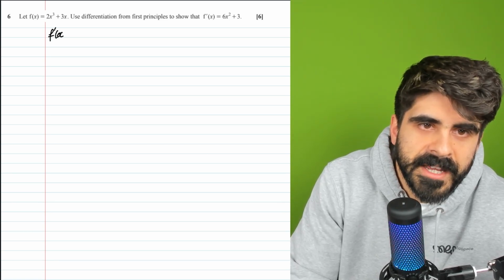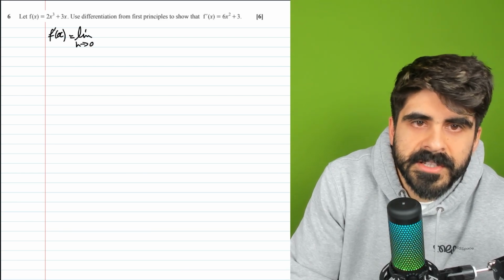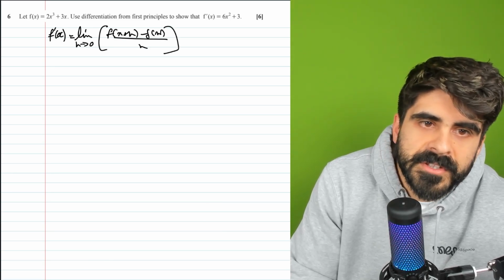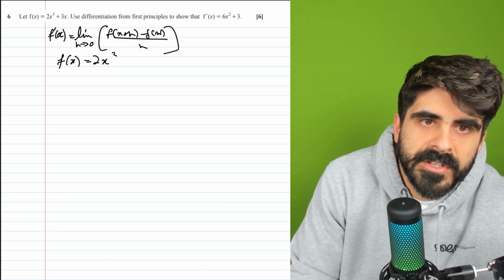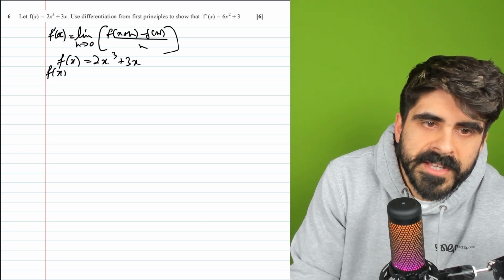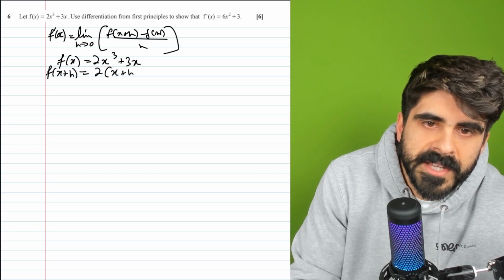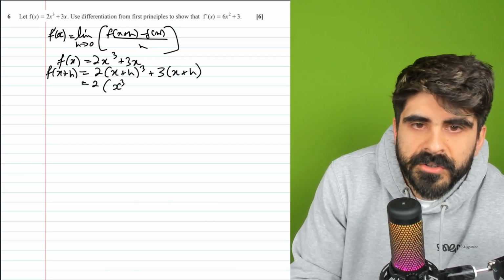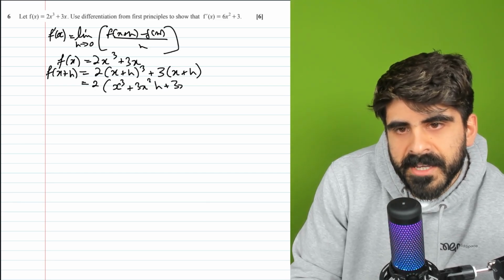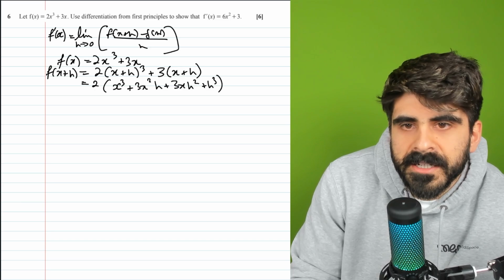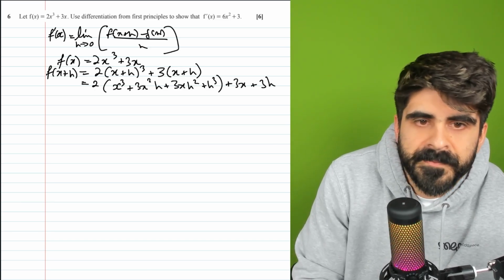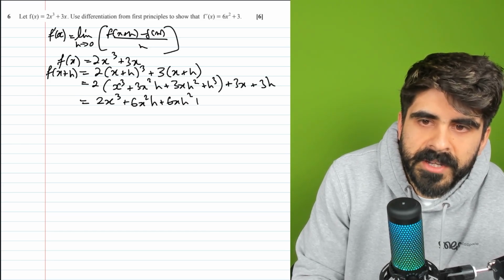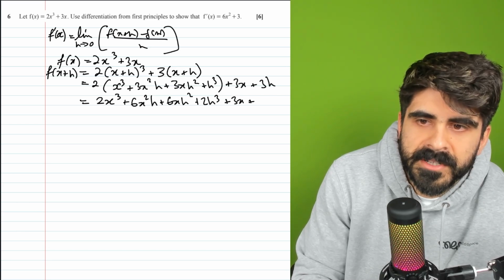So f dash x is the limit as h tends to 0 of f of x plus h minus f of x all over h. So we have f of x is 2x cubed plus 3x. f of x plus h is 2(x plus h) cubed plus 3(x plus h). So we have 2x cubed plus 3x squared h plus 3xh squared plus h cubed, plus 3x plus 3h. So 2x cubed plus 6x squared h plus 6xh squared plus 2h cubed plus 3x plus 3h.